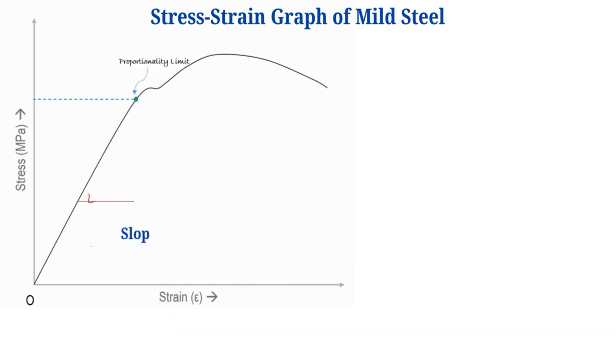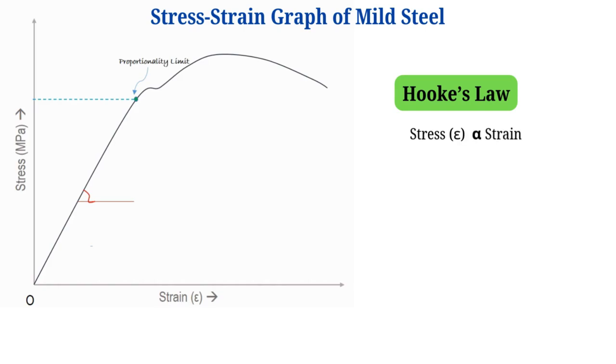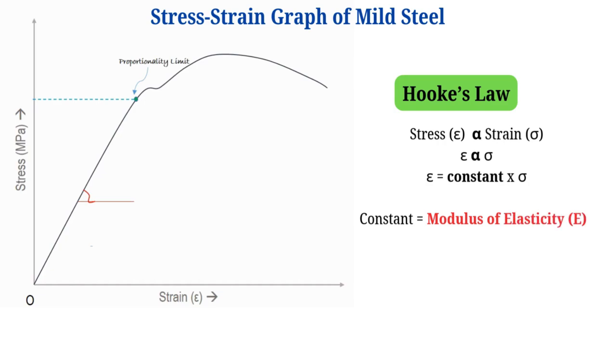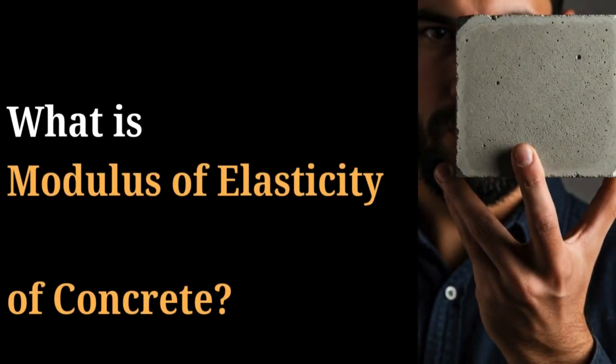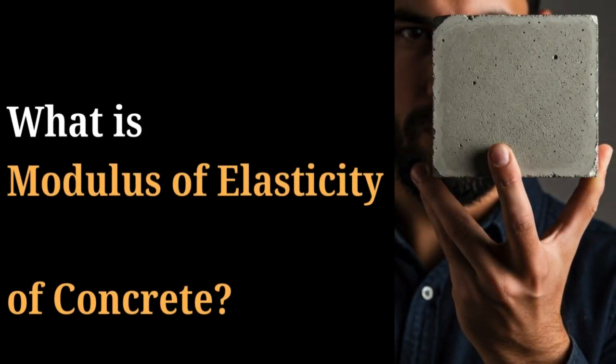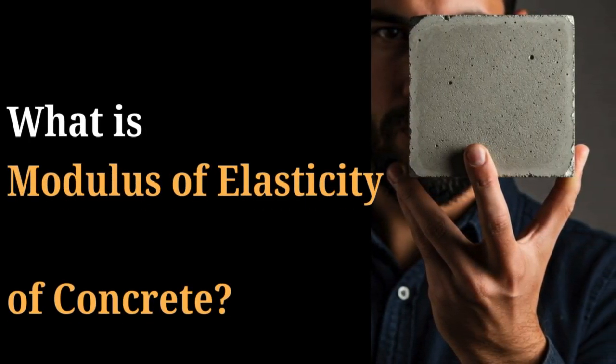The ratio, or slope, of the graph at this point, that is, stress to strain, gives us the modulus of elasticity. Now, just to refresh your memory, according to Hooke's law, stress, sigma, is directly proportional to strain, epsilon. We replace that proportionality with a constant, and that constant is the modulus of elasticity. This is a quick recap of your strength of materials knowledge. However, in this video, our main focus is to understand the modulus of elasticity for concrete.